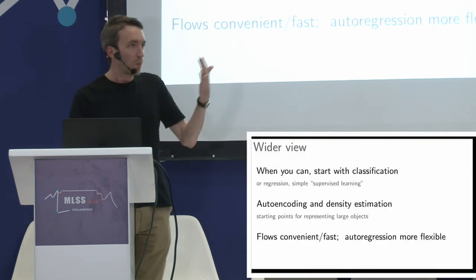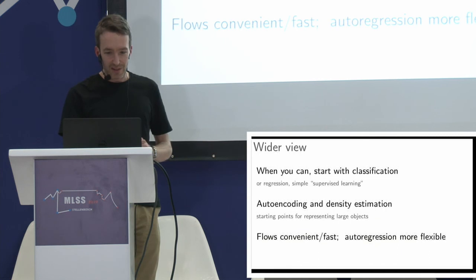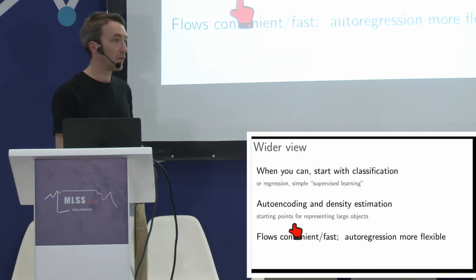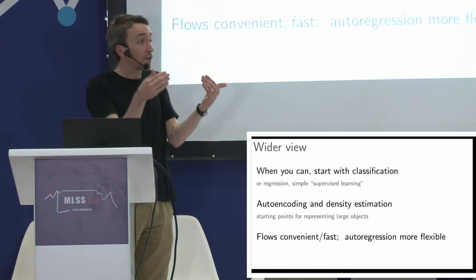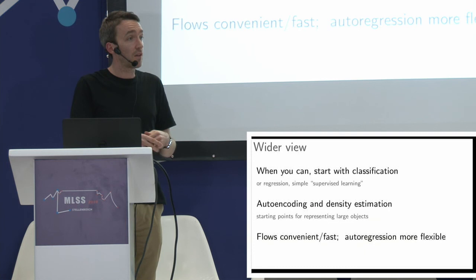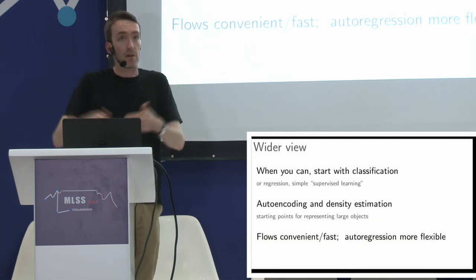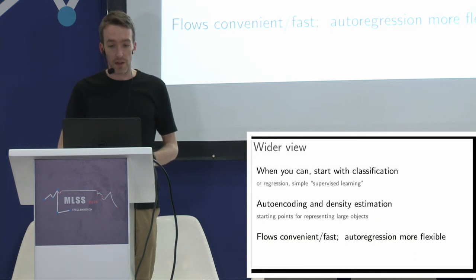I've got this wider picture that most of you should start with classification, but density estimation is not that much harder than autoencoding, so I hope it's something that you'll try, and it's fun to look at when you can sample futures. I think for a lot of business cases, being able to sample future examples of what might happen is useful for forecasting.